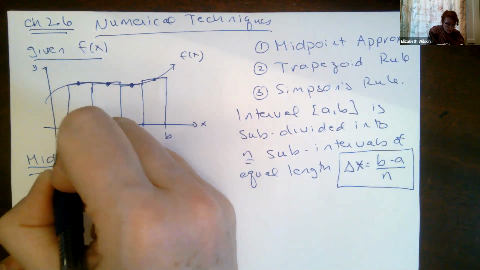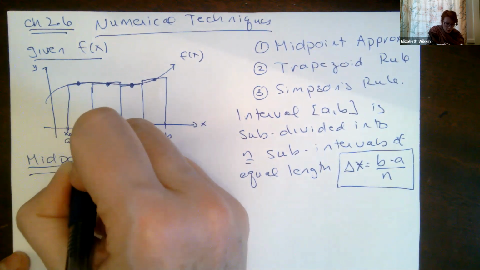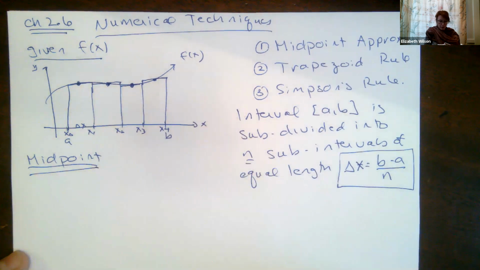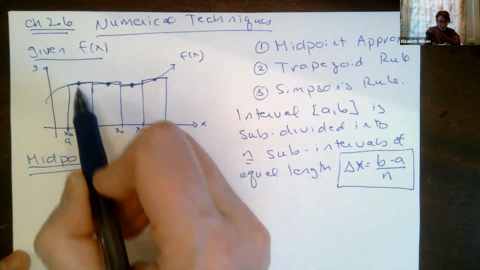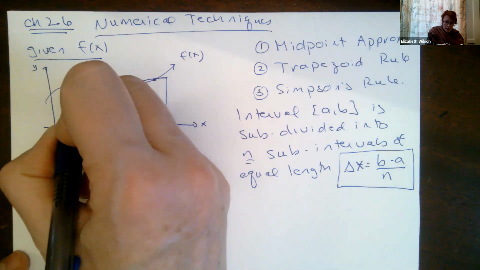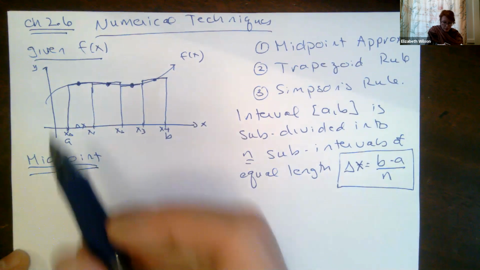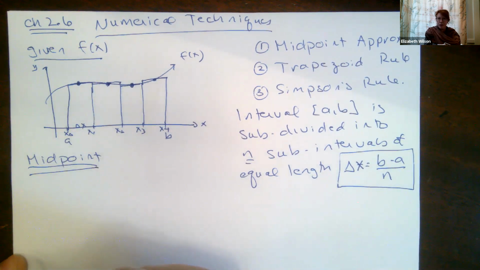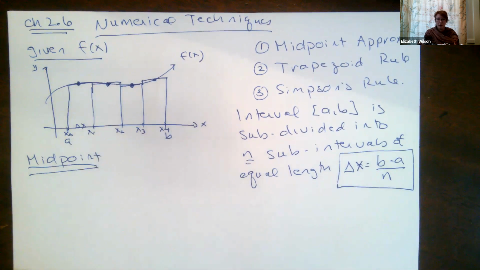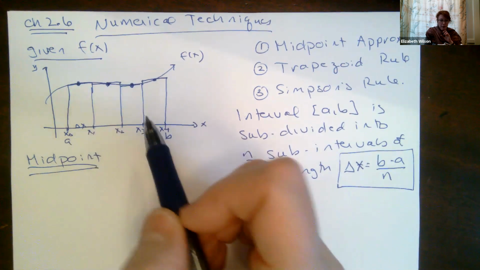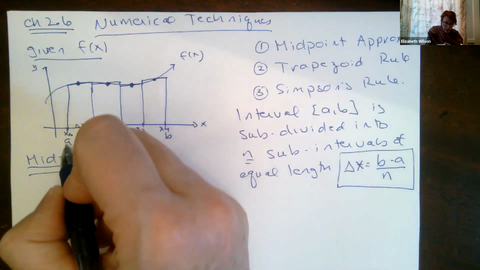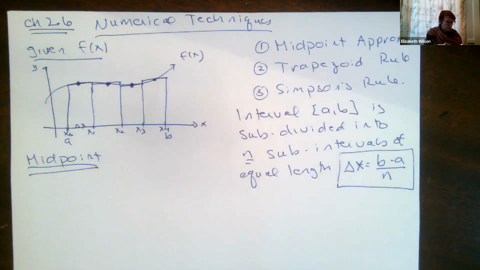We'll call this x naught, x1, x2, x3, x4, for example. Then my first midpoint is going to be x naught plus x1 divided by 2 to get this point right there. This is the height of my rectangle, and this is the width. The area of my rectangle is base times height, so width times height gives me the area. I'm going to add up all the areas of all these rectangles, and that gives me an approximation of the area under the curve between a and b. That's basically our goal.